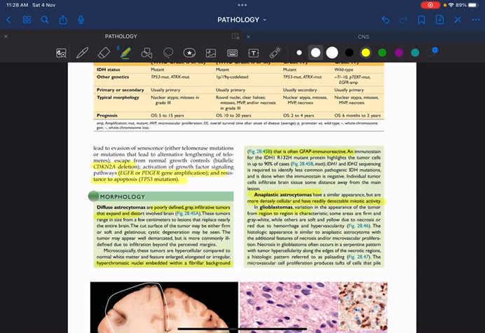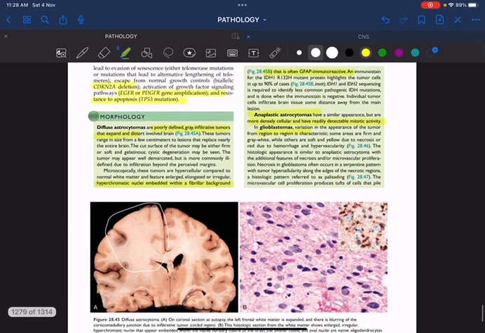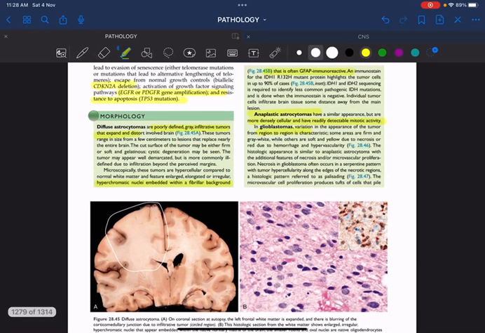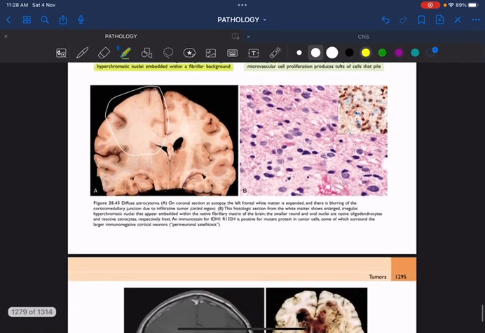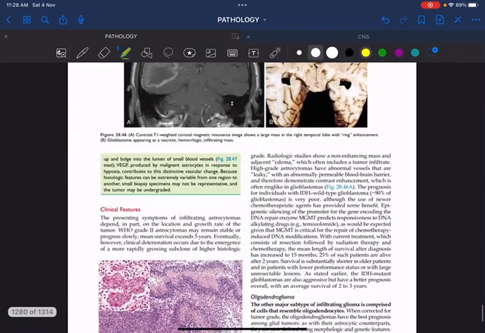In glioblastoma, you can see in this picture, they are called butterfly-shaped tumors because they usually cross the midline. There will be microvascular proliferation, hypercellularity, necrosis, and palisading of the cells.